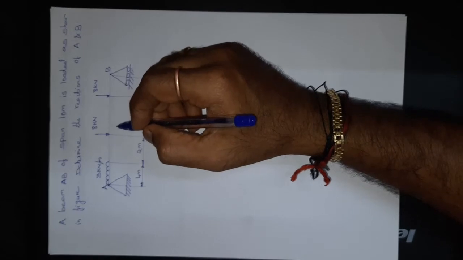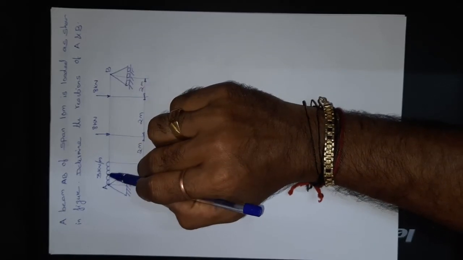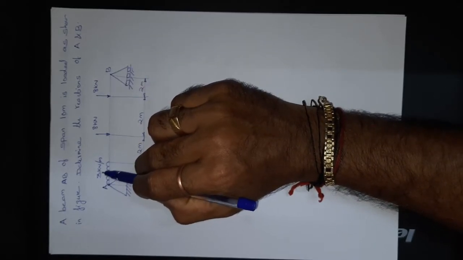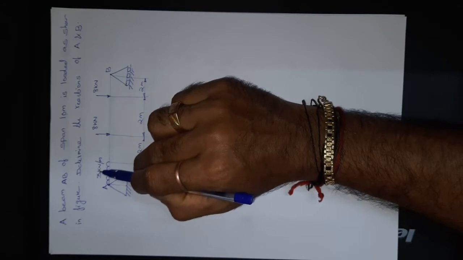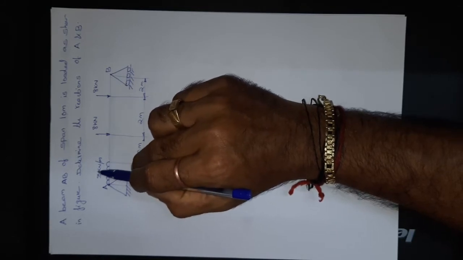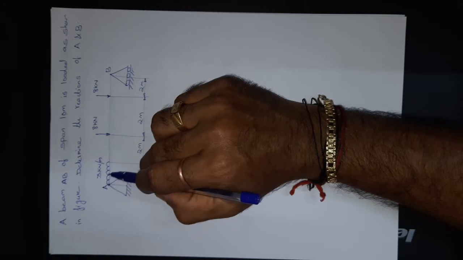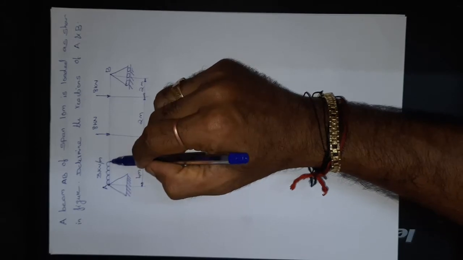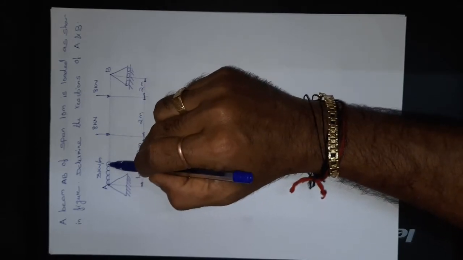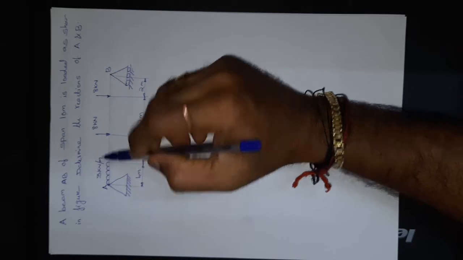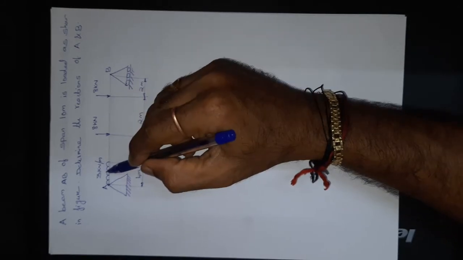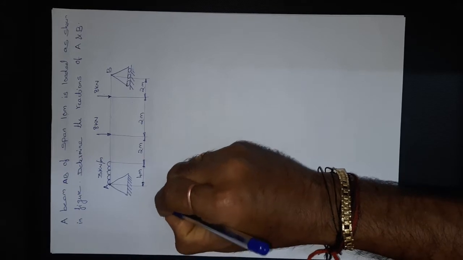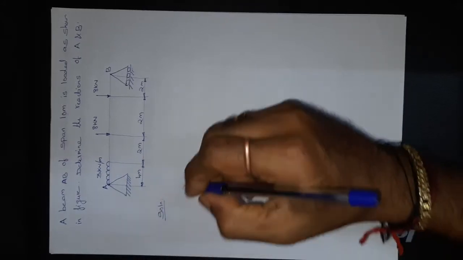So in order to draw the FBD, first I need to convert the UDL to a point load and find the load acting point. Look at here, this is the intensity of the load which is acting from A up to a distance of 4 meter, constantly. To calculate the values, we need to convert that into a point load and find its acting point.